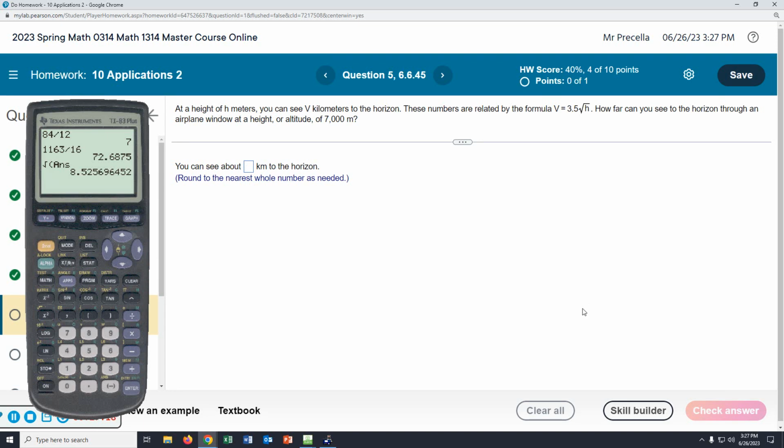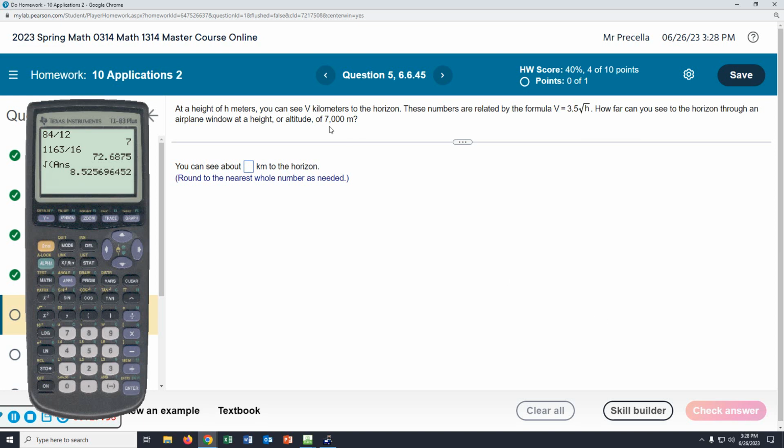This is the first of a few problems dealing with this idea of a horizon. At a height of h meters, you can see v kilometers to the horizon. So if you're up h meters in the air, you can see a distance of v kilometers. These numbers are related by the formula v equals 3.5 times the square root of h. How far can you see to the horizon through an airplane window at a height or altitude of 7,000 meters?